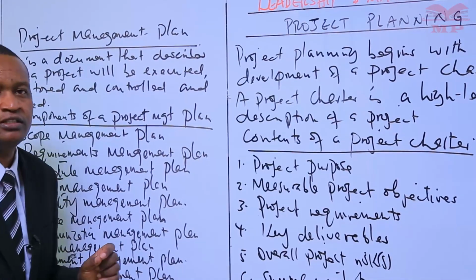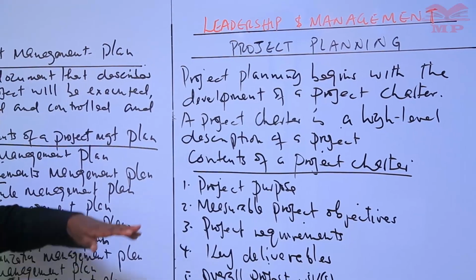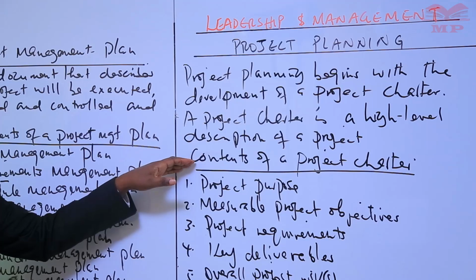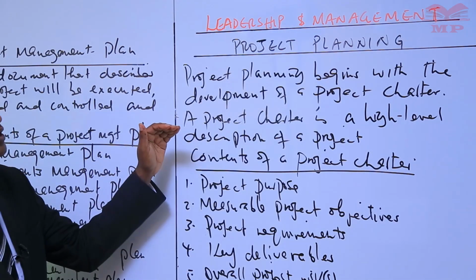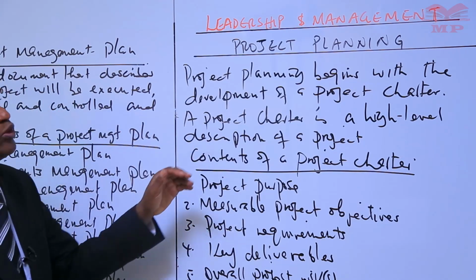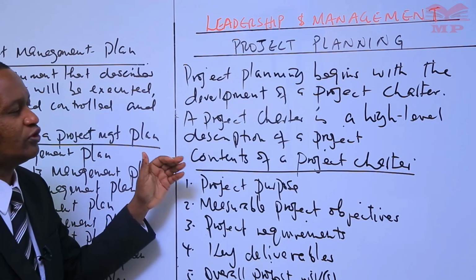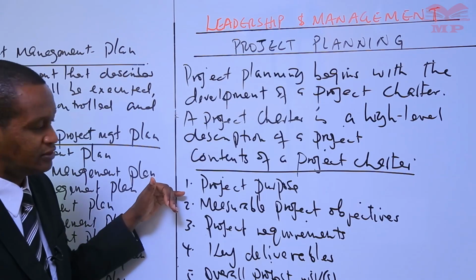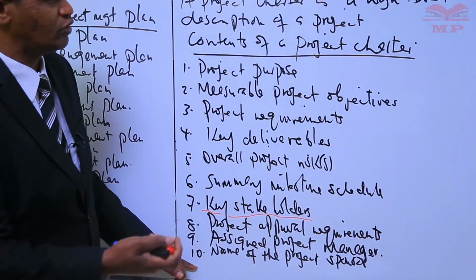And that will mark the end of today's lesson. What have we learned today? Today, we have defined project planning. We've also identified the contents of a project charter. We've said that project planning begins with the development of a project charter. And what is a project charter? We've said that a project charter is a high-level description of a project, which begins with the project purpose, then ends with the approval or authorization of the charter.